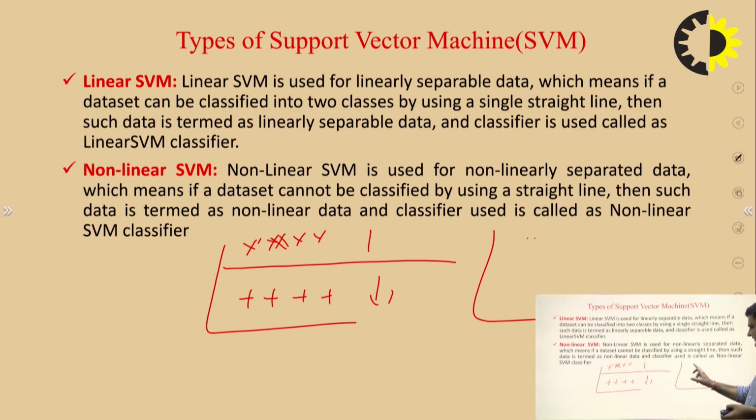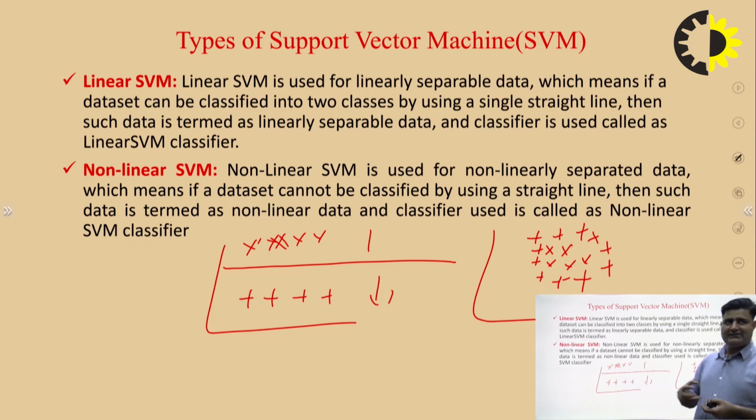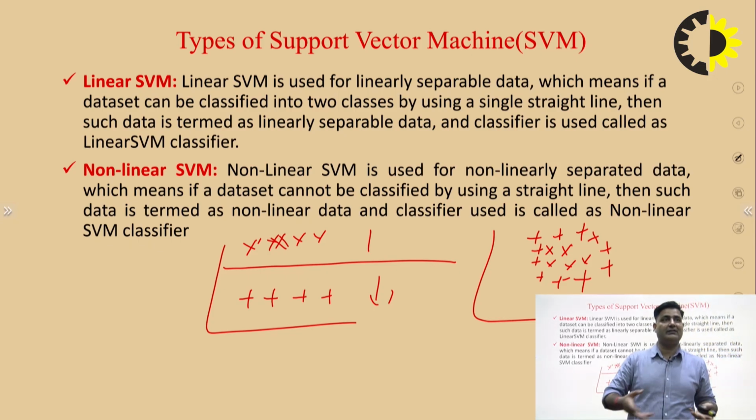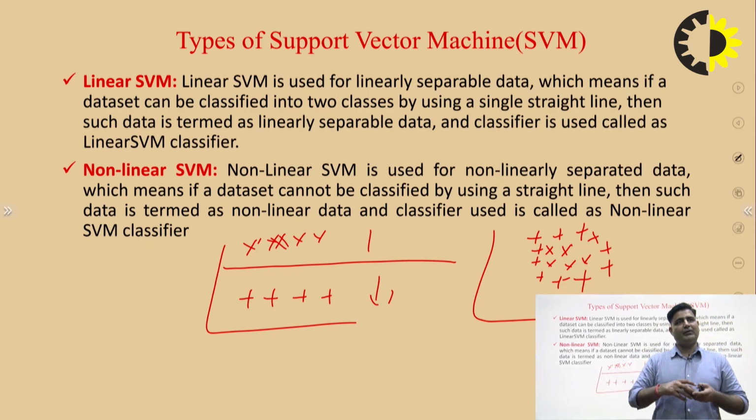So suppose we have this plus, we have the multiply, then we have the plus, then we have the plus, then we have the multiply, then we have the plus. So this is the non-separable data. So what happens in this? If the data is non-separable, we call it non-linear data, so SVM performs on both of them.